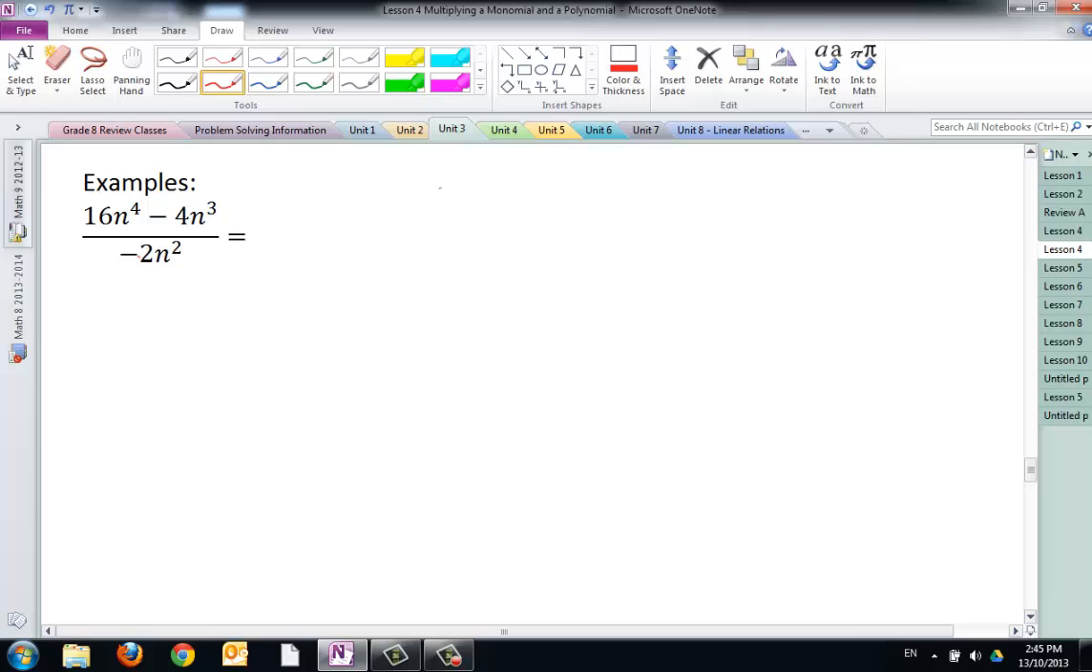So I have to be really careful as I do my simplifying that I keep my signs accurate. So I can simplify this and go 16n to the fourth divided by negative 2n squared. There's a minus sign here, so that's minus 4n cubed divided by minus 2n squared. And now I can start doing my simplifying.